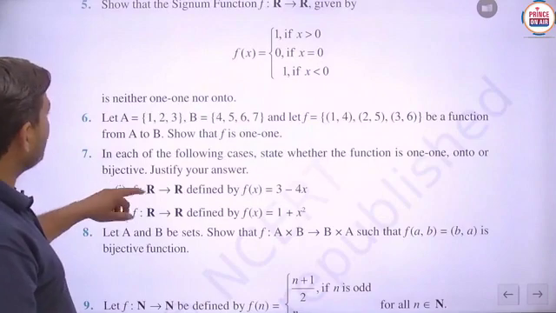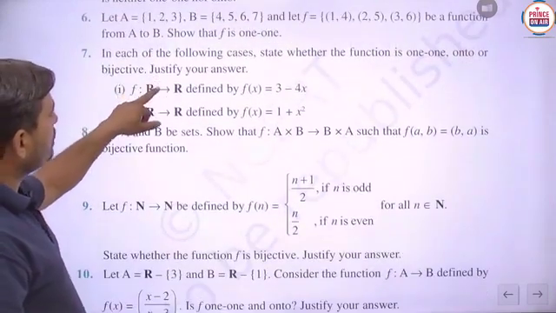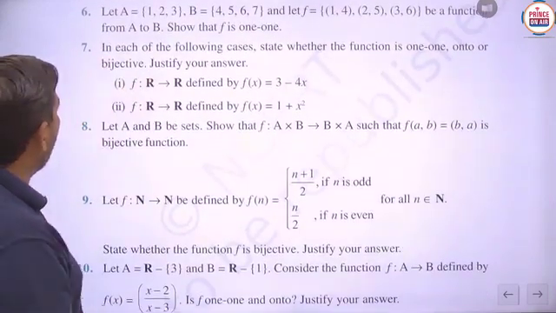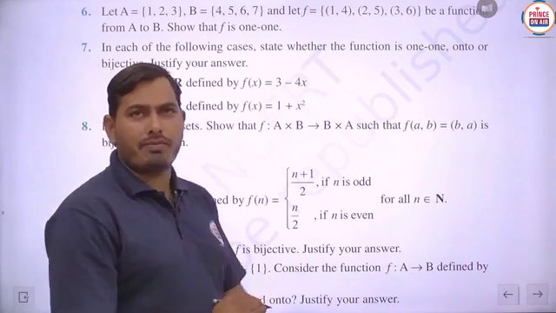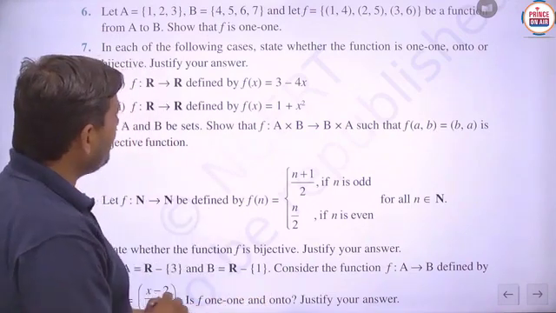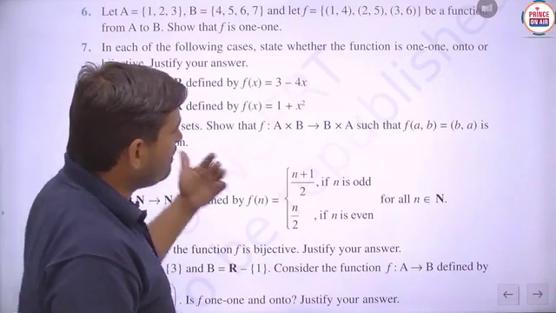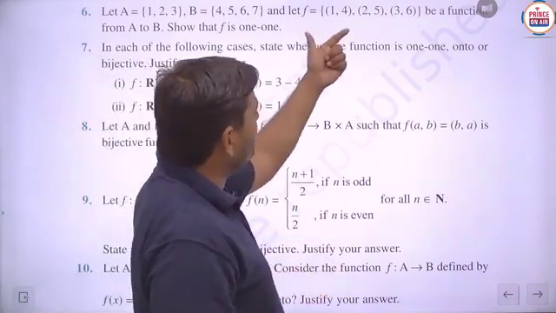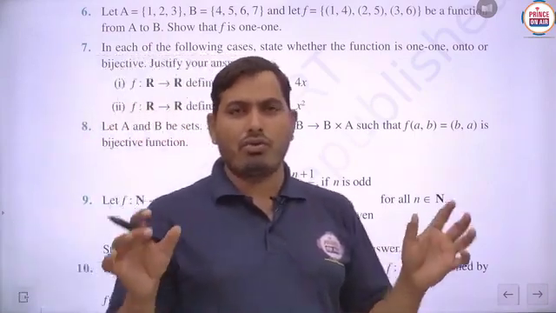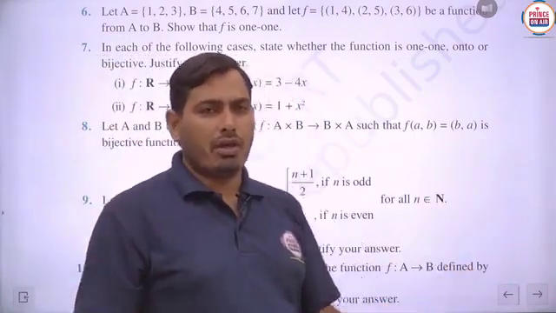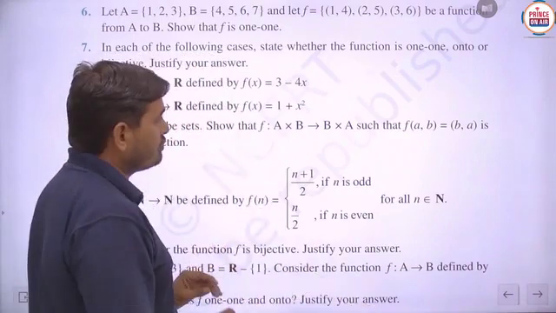Next, question number 6, you can see here. In this question number 6, let A be the set {1, 2, 3} and B be the set {4, 5, 6, 7}. Is it clear? Any function is to be automatically defined here, and the function is to be written in the simplest form. The Cartesian or roster form is given for the function, so no problem.